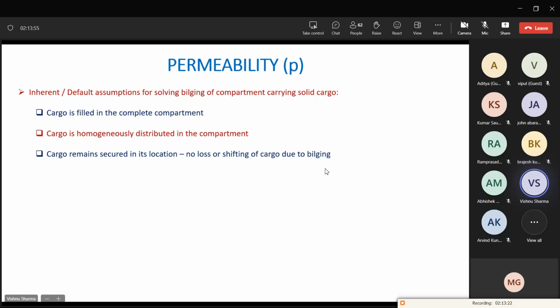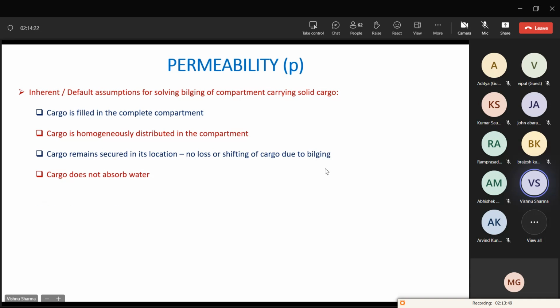Three, cargo after bilging does not shift. It remains secured to the ship. No loss or shifting of the cargo has happened due to bilging. That is again an inherent assumption when we discuss these types of problems. Four, cargo does not absorb water, because if it absorbs water, then the situation is going to be different. So again, those are the assumptions.